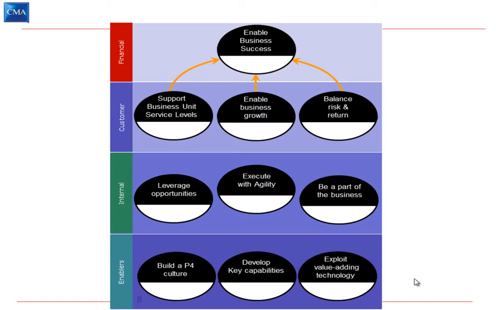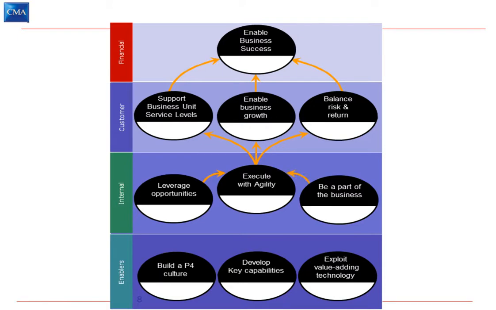In the internal perspective, we need to make sure that we execute with agility. And if we do, that'll help the business unit service levels, enable business growth, and balance risk and return. So how are we going to execute with agility? Well, there's 2 core things we need to do. Leverage our opportunities, and secondly, be a part of the business.